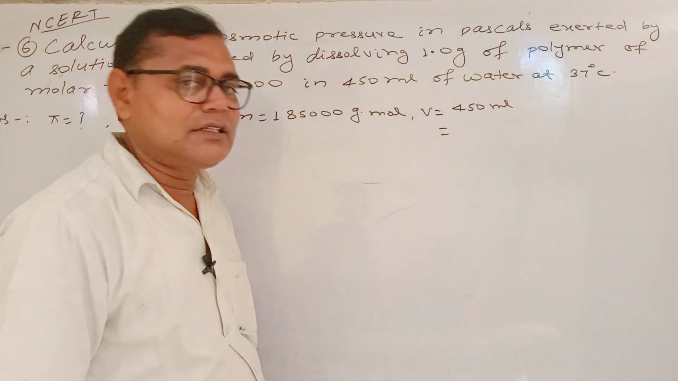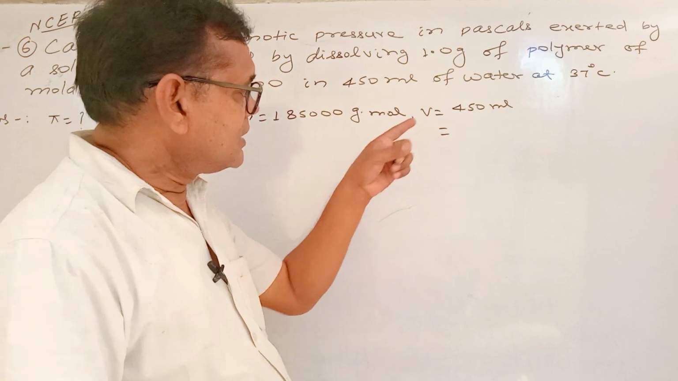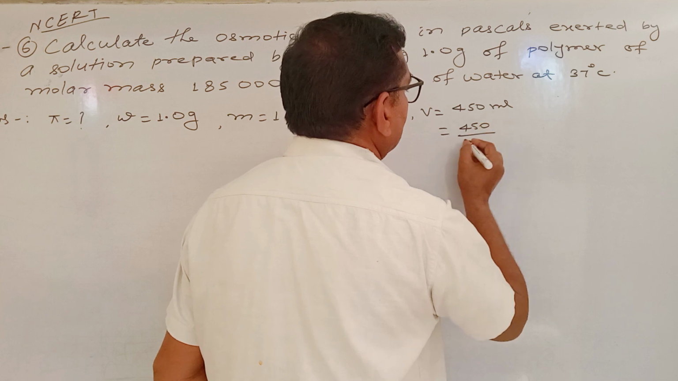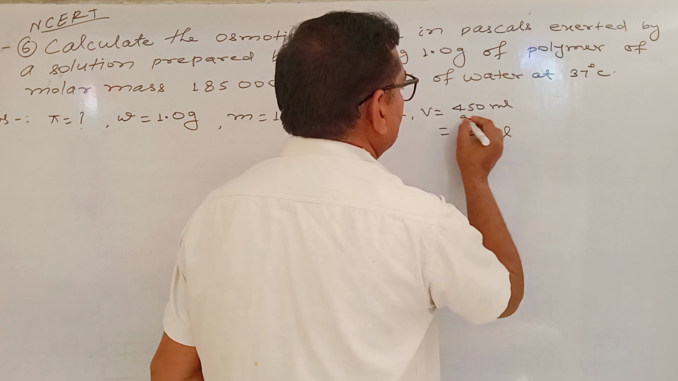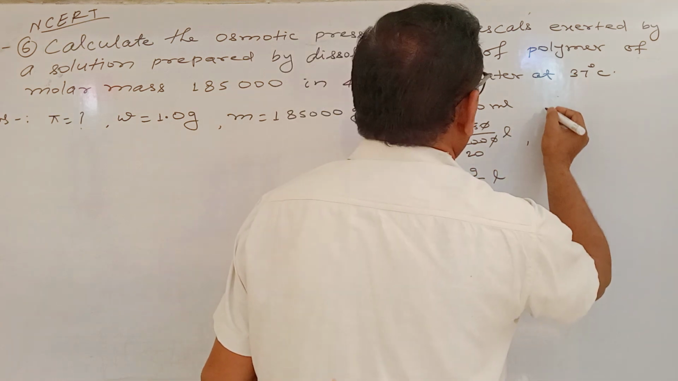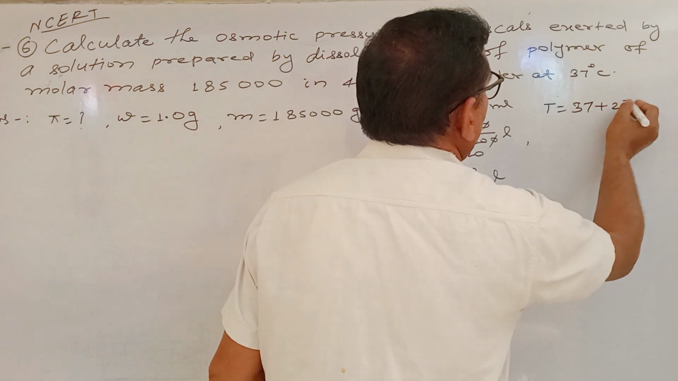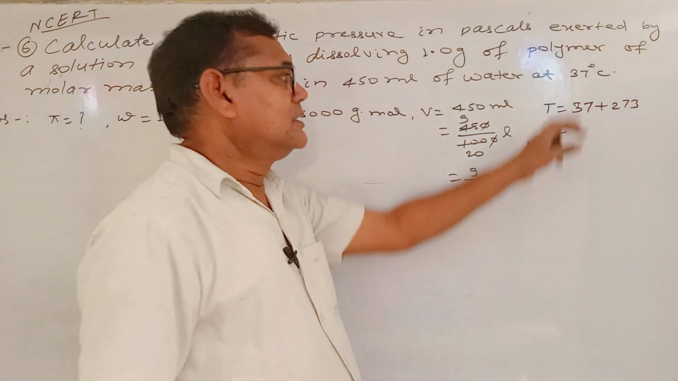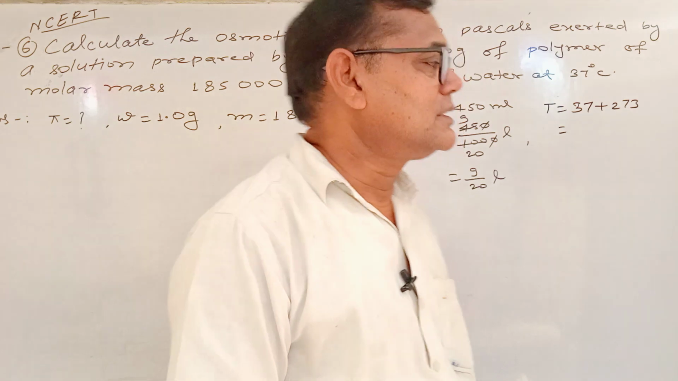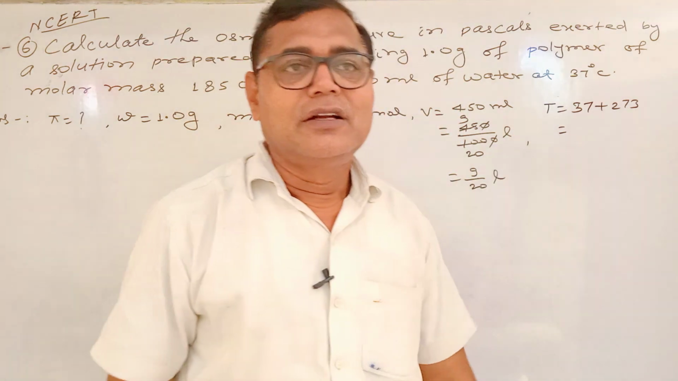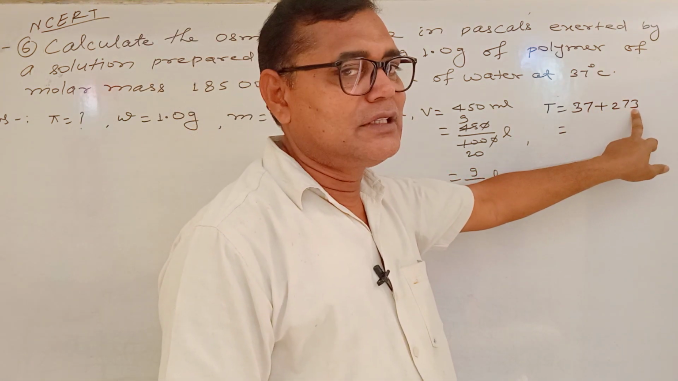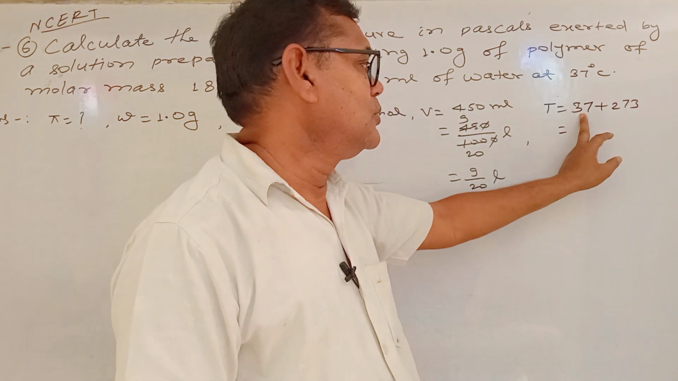Therefore, we write liter and convert into liter: 450 over 1000 liter, that is 9 over 20 liter. Temperature T is equal to 37 plus 273. 37 is the temperature in degrees Celsius, but capital T indicates temperature in Kelvin. Therefore, we add here 273 and convert degree Celsius to Kelvin.